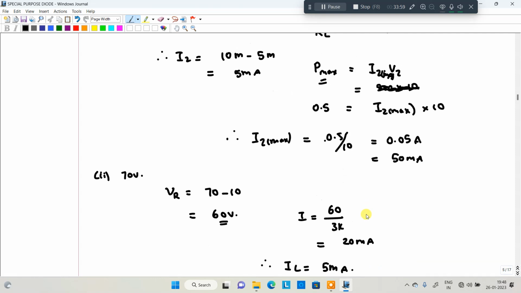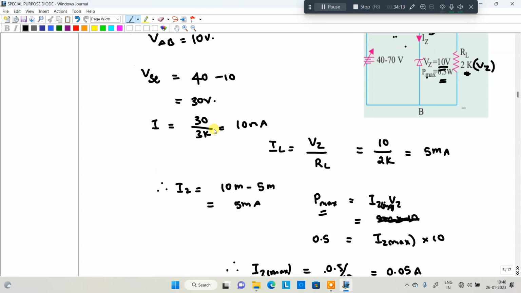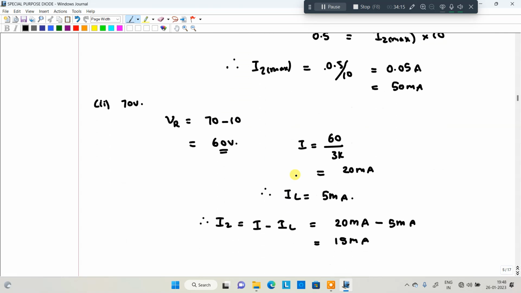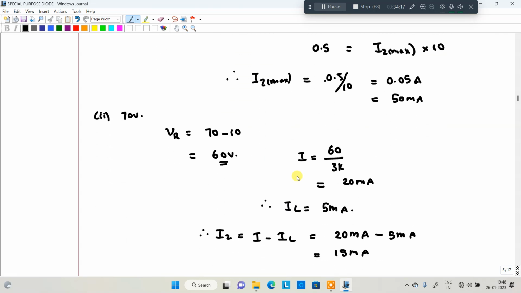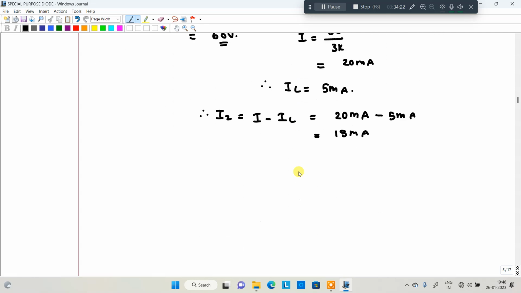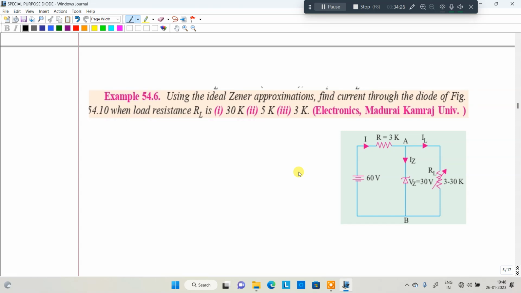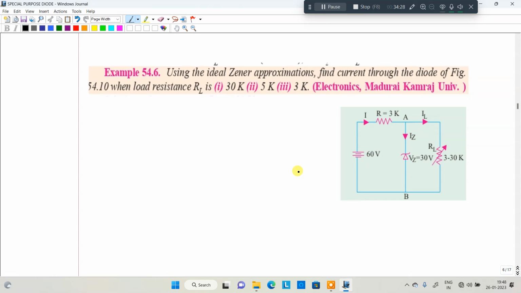So whenever your input voltage increases, it keeps VZ constant across the load, and the zener takes more current. Whenever the input voltage is increased, as we just discussed in the theory, the current value of the zener diode increases, up to 15 milliamperes. But the zener voltage is constant. This is the example problem for the theory explanation. Then we are moving to example 6.